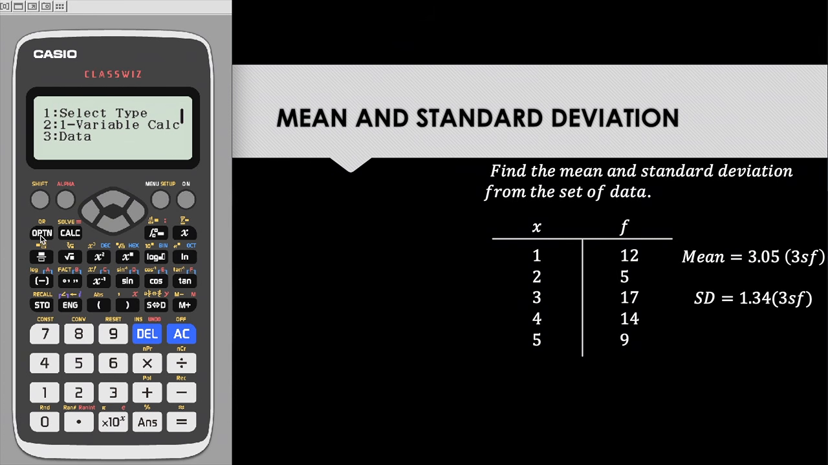Now, if we press options, it will bring us up with a list of options here. And if we select option 2, which says one variable calc, it will give us a list of all of the statistical values that we've calculated. So we've got x bar, which is the mean. We've got the sum of our x values, the sum of our x values all squared. We've got this sigma squared x, which is the variance. And then you've got sigma x, which is the standard deviation. And as you can see, x bar is 3.05 to 3 significant figures. That's what I got when I calculated it by hand. And the standard deviation, which is sigma x, is 1.34 to 3 significant figures, which is what I also got. So as you can see, that is much quicker than calculating it by hand.